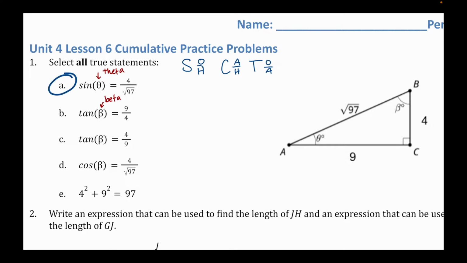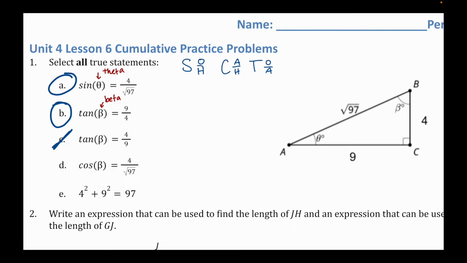Now we're looking at the tangent of beta. From our perspective here, 9 is going to be the opposite, and 4 would be our adjacent. So tangent is opposite over adjacent. So for beta, we want opposite over adjacent, so 9 over 4. This one is also correct, so that is a true statement. Now it then says below it that the tangent of beta is 4 over 9, which is incorrect because it cannot be both of those, so it just is incorrect.